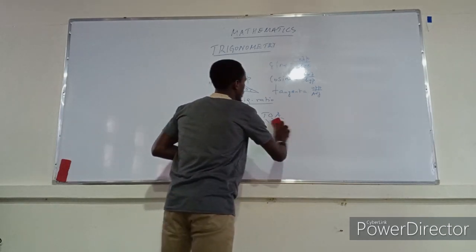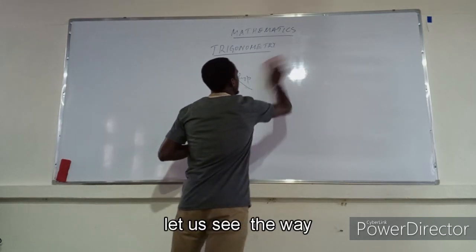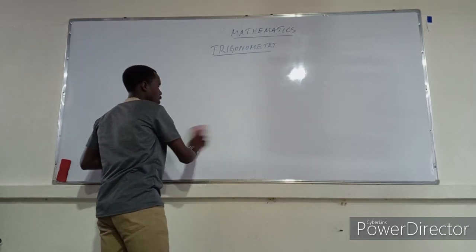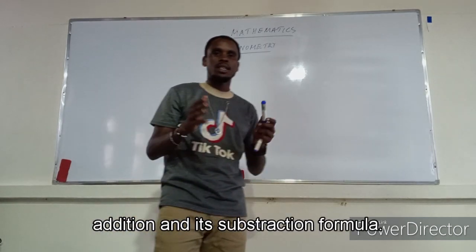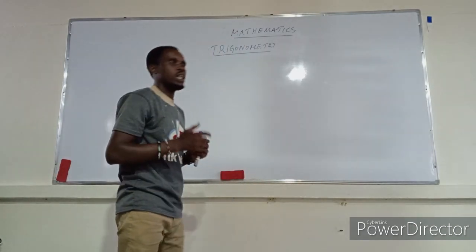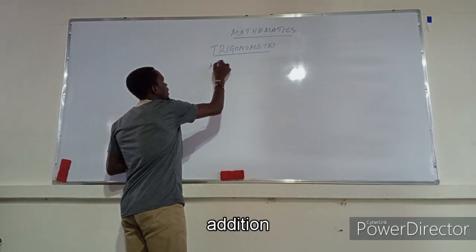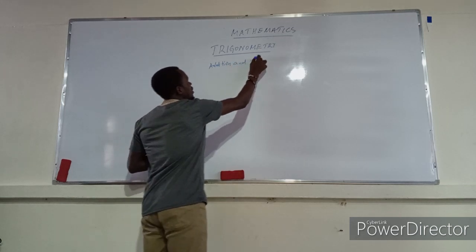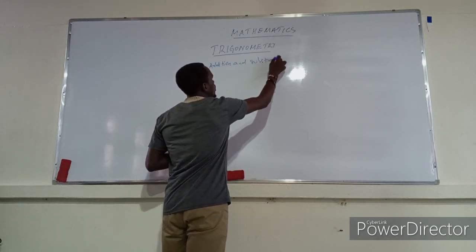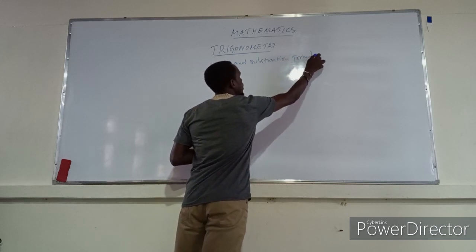All right. So after memorizing this, let us see the way we can obtain what we call the addition and subtraction formula. This is the addition and the subtraction formula.